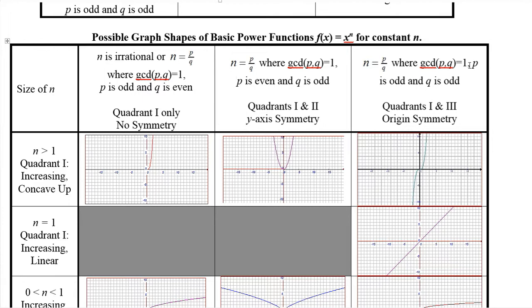If the power is odd over odd, that turns out to be quadrants 1 and 3, and the part in quadrant 3 is a rotated image of quadrant 1. So it's increasing the entire way, which makes it a 1-to-1 function. It's concave down in the third quadrant and concave up in the first quadrant. We have a point of inflection where it changes concavity, when x is 0. Of course, n equals 1 is just y equals x. We know what that looks like.